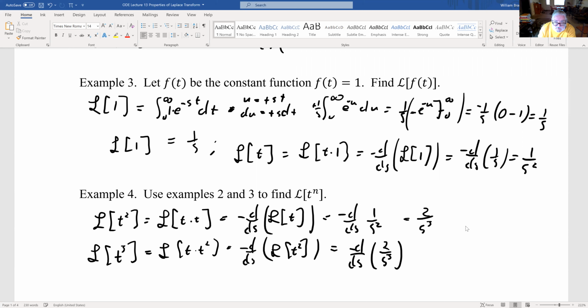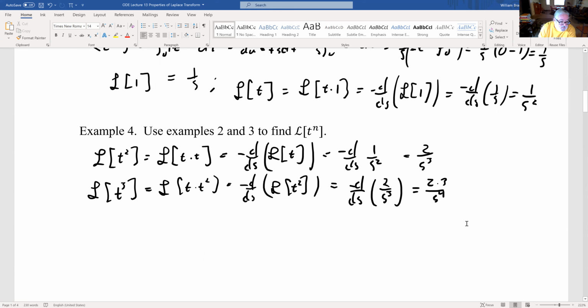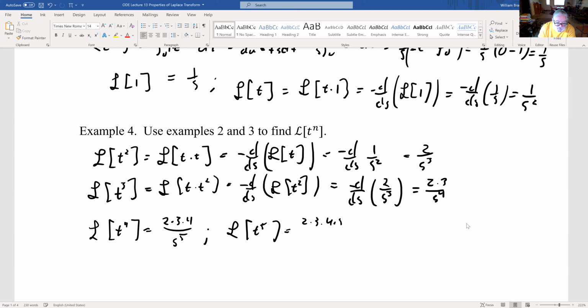Now, when we differentiate s to the minus 3, which is what we have here, we pull down another 3, and it's a minus 3, so the minuses cancel out, and we get 2 times 3 over s to the 4th. And then you can guess where it's going to go. The Laplace transform of t to the 4th is going to be 2 times 3 times 4 over s to the 5th. The Laplace transform of t to the 5th will be 2 times 3 times 4 times 5 over s to the 6th, etc.